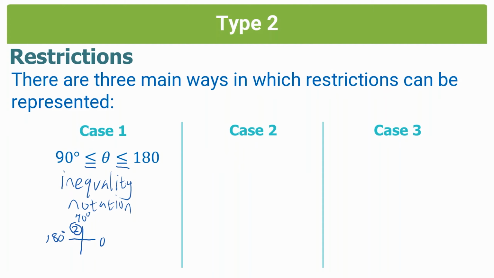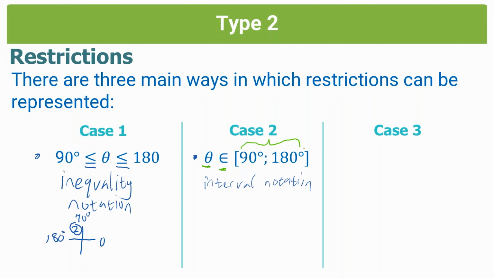The second way in which you can represent a restriction is something that's called interval notation. And it's something we would have done in algebra, and it's something that you are expected to know, especially for question 1 of maths paper 1. So this restriction is exactly the same as the restriction in case 1. Whilst it may look different, it's telling us exactly the same thing. Case 2, over here, is telling us that theta is an element of 90 degrees to 180 degrees. So it's basically telling us that theta lies between 90 and 180.